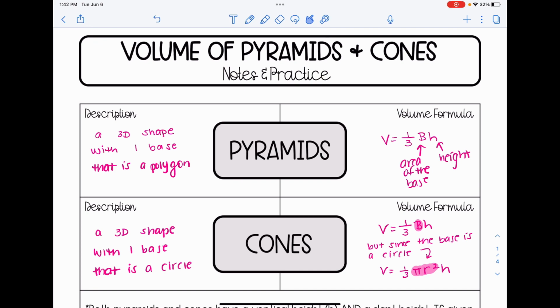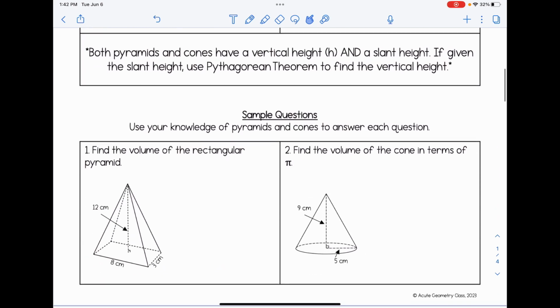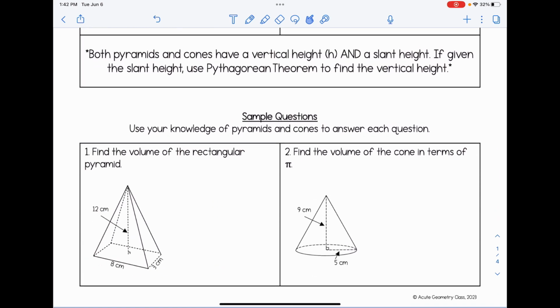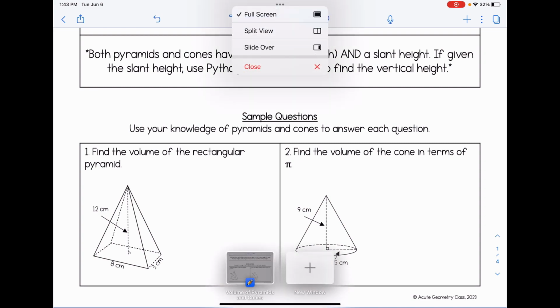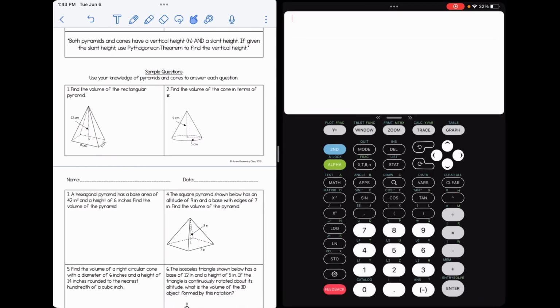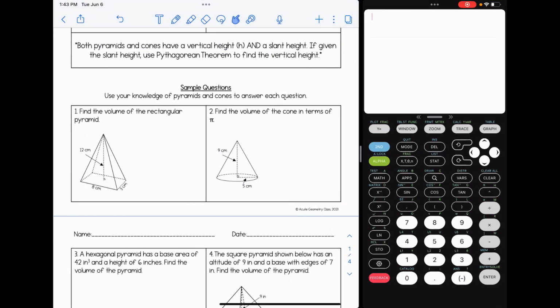All right, so let's grab our calculators and let's start to look at some sample questions. And actually, before we do that, just one quick note. It says here, both pyramids and cones have a vertical height and a slant height. If given the slant height, use Pythagorean theorem to find the vertical height. So we'll look at that in our sample questions. All right, so let's grab calculators, and we are going to need them in order to calculate our volumes.